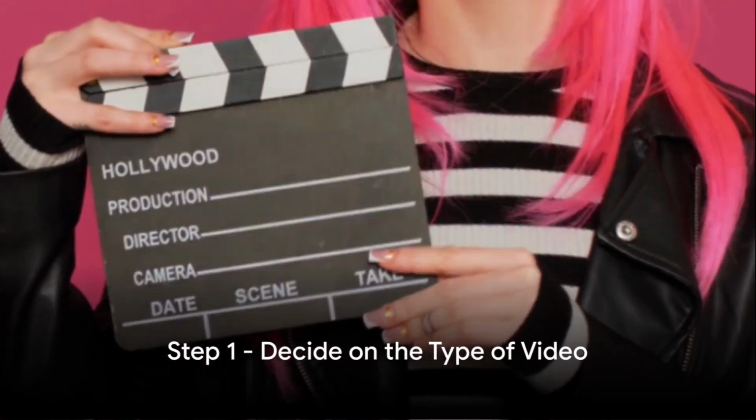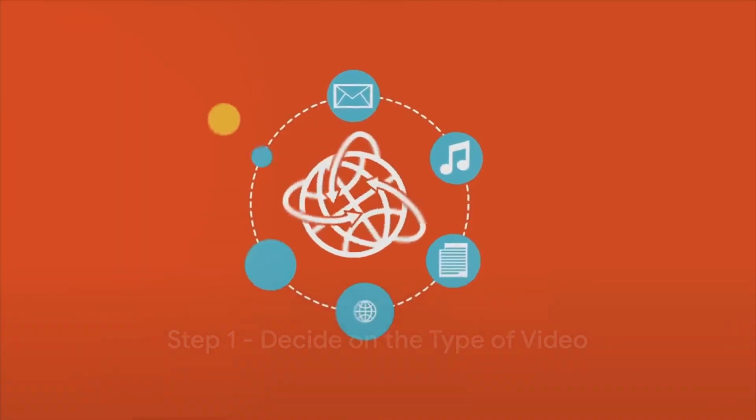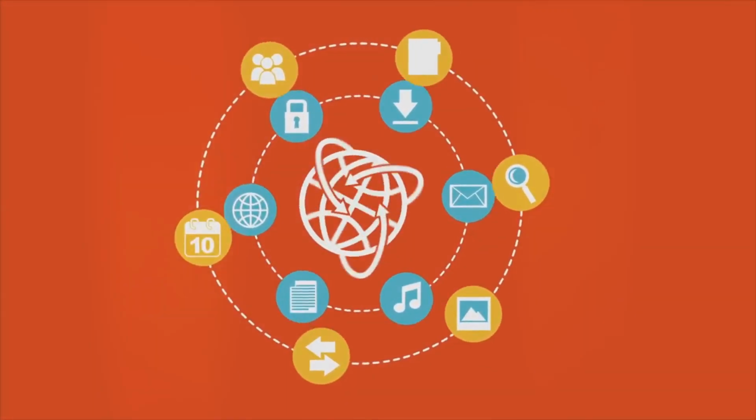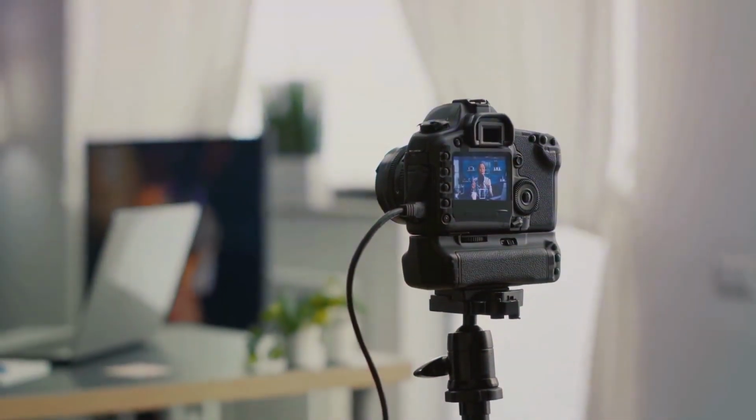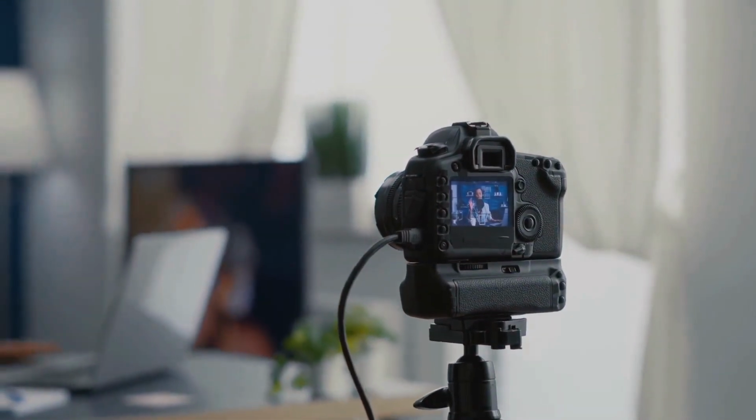Firstly, decide on the type of video you want to create. This could be anything from a short promo video to a lengthy documentary. Your choice will determine the features you'll use and the style of your video. Make this decision based on your target audience and the message you wish to communicate.